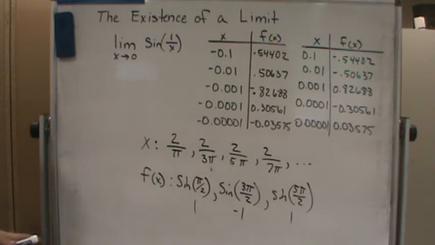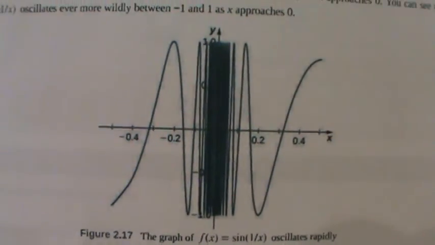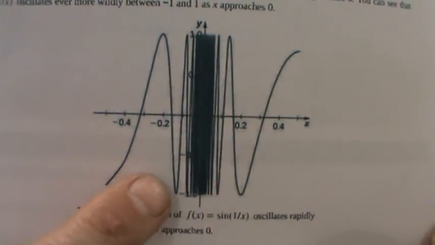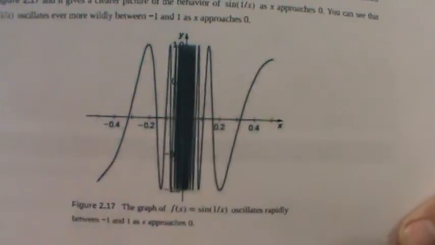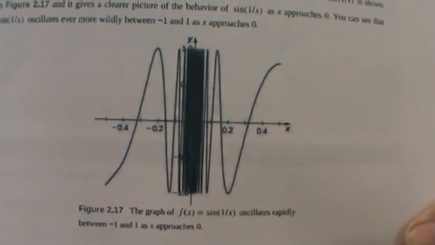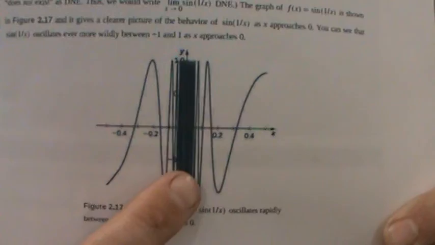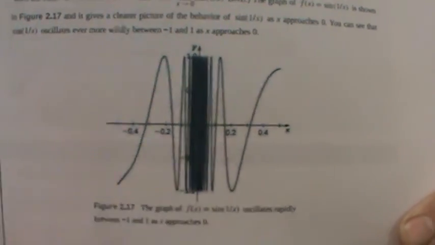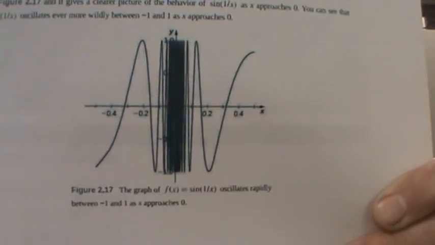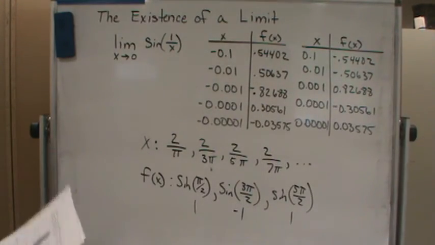And so what does this look like? Well, let me show you what this looks like on a graph. So if you were to graph this thing, this is what you would see. Something like that. So what happens is as you get closer and closer to 0, it just keeps going back and forth between 1 and negative 1 rapidly. Okay? In fact, it goes back and forth so fast that it's indistinguishable. Okay? And so that's an example of where the limit does not exist.